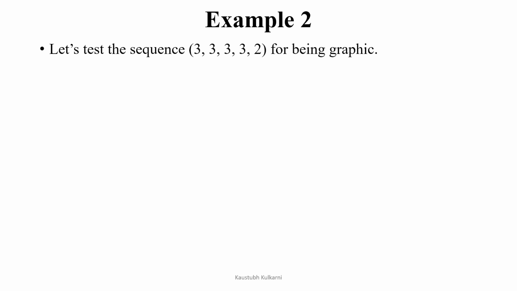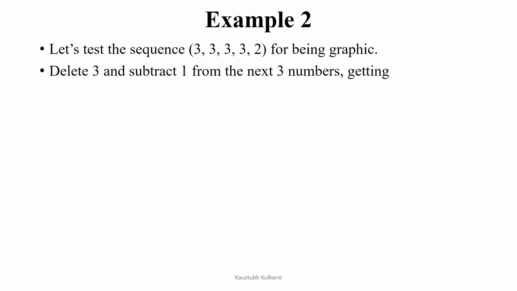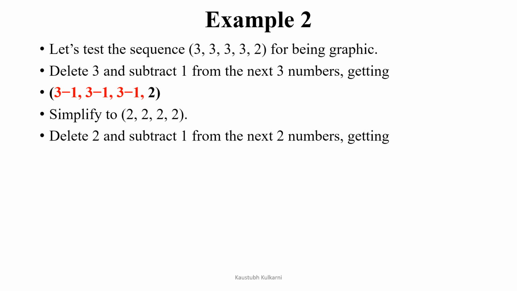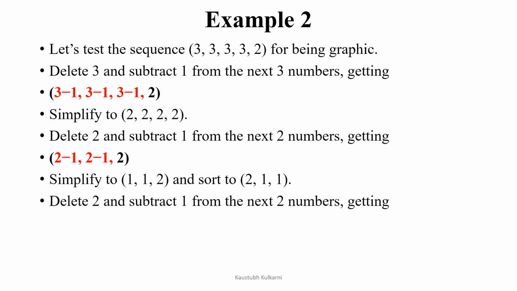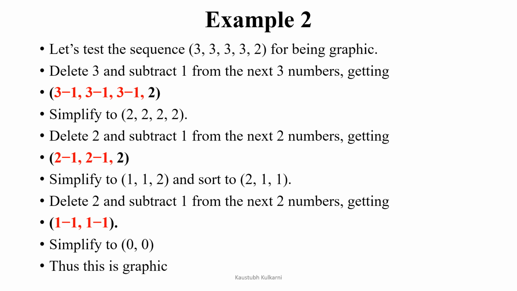Let's test the sequence 3, 3, 3, 3, 2. Delete 3 and subtract 1 from the next three numbers. So we get 3 minus 1, 3 minus 1, 3 minus 1 and 2, so we get all 2's. Delete 2 and subtract 1 from the next two numbers. Therefore we get 2 minus 1, 2 minus 1 and 2. Sort it to 2, 1, 1. Delete 2 and subtract 1 from the next two numbers. We get 1 minus 1, 1 minus 1, which is 0, 0. So finally we stop here and conclude that this sequence is graphic.